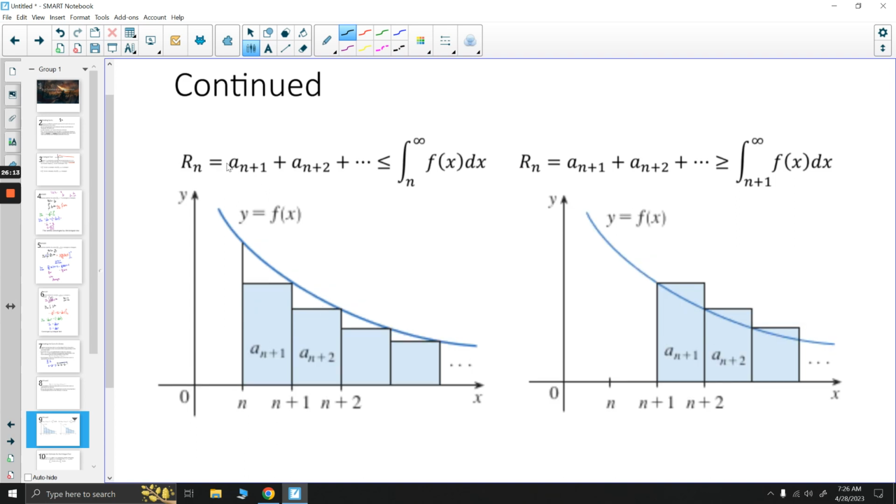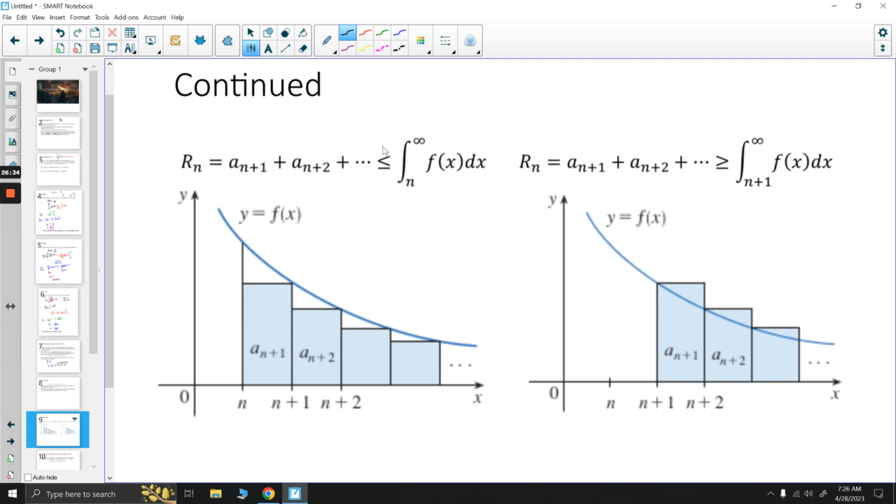Basically, if we think about our remainder here, our remainder is a sub n plus 1, a sub n plus 2, etc. Okay? And that's going to be less than or equal to the integral from n to infinity, so from here to infinity. Okay?